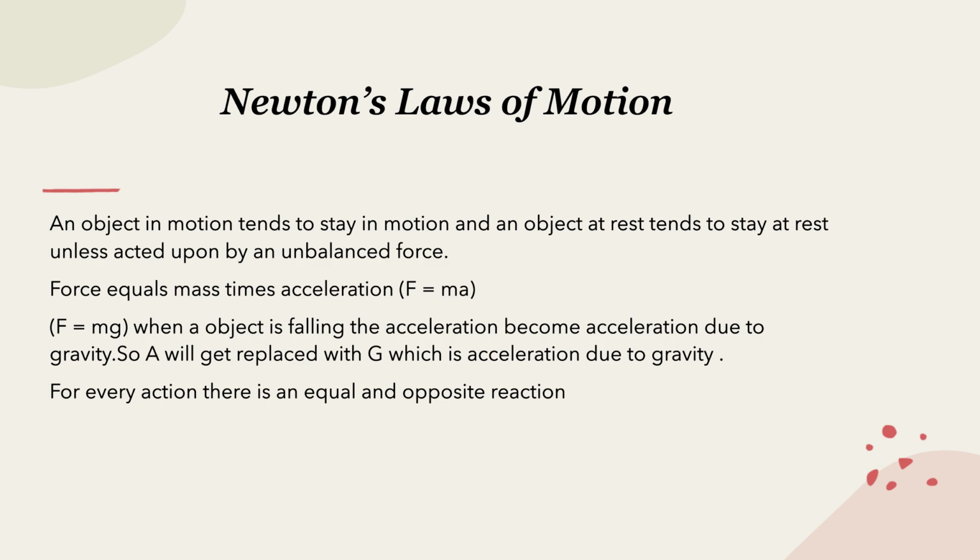So the second law is F equals m a. When an object is falling, the acceleration becomes the acceleration due to gravity, so a is replaced with g, which is the acceleration due to gravity. For every action, there is an equal and opposite reaction. Let's move on.